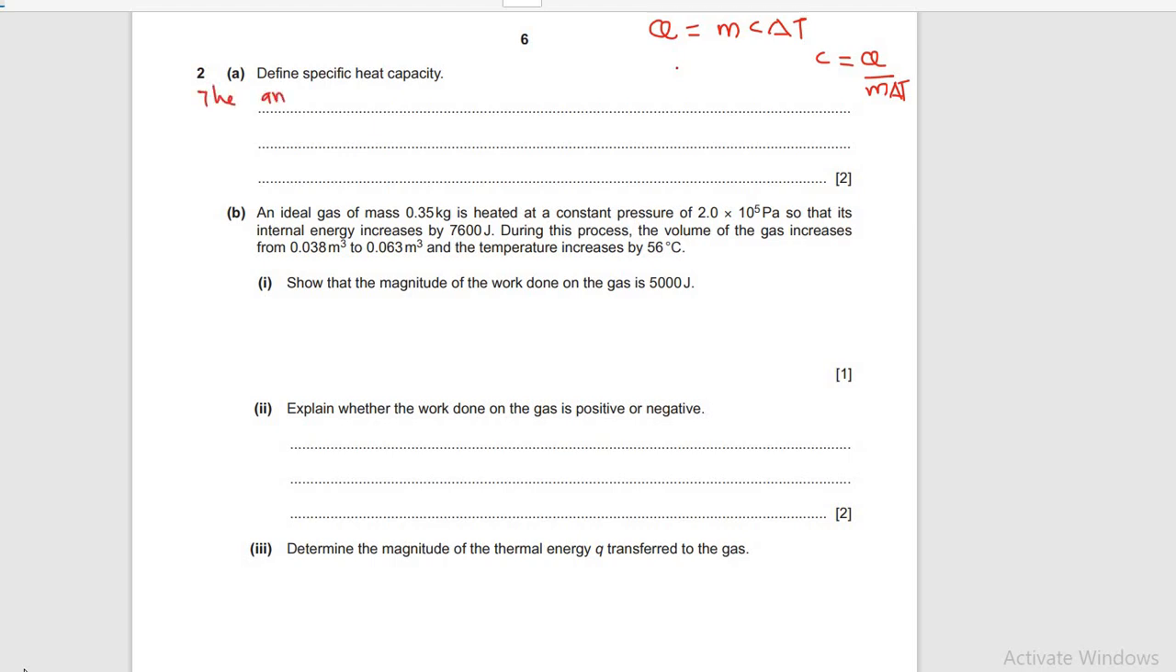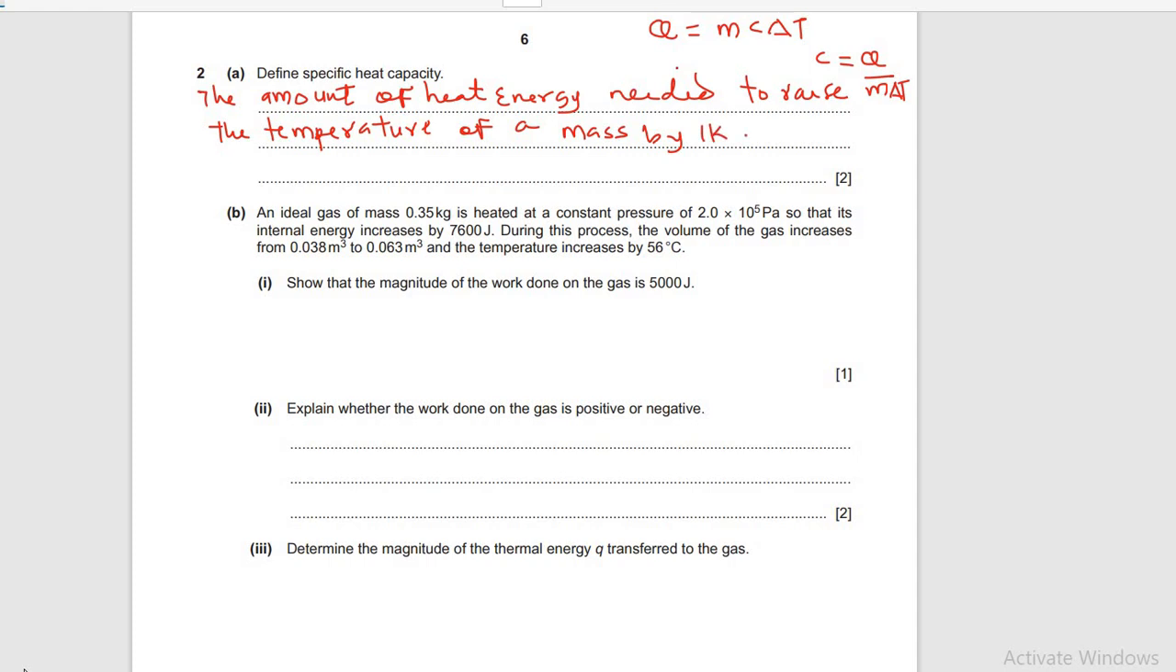The amount of heat energy or thermal energy needed to raise the temperature of a unit mass by 1 Kelvin without going through a change of state or change of phase.